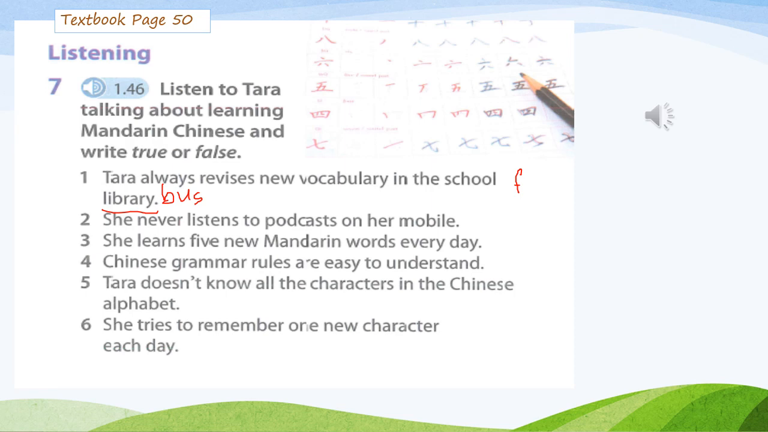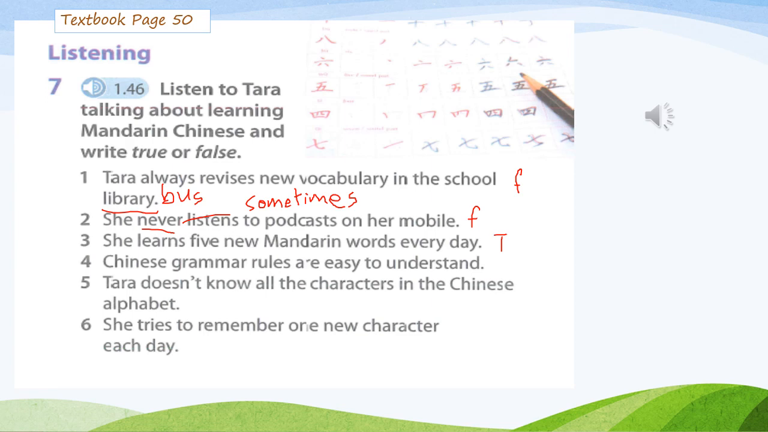Number 2, she never listens to podcasts on her mobile. True or false? That's false as well, okay, because it says she sometimes, okay, she sometimes listens to podcasts on her mobile. Okay, number 3, she learns 5 new Mandarin words every day. Okay, that's true.